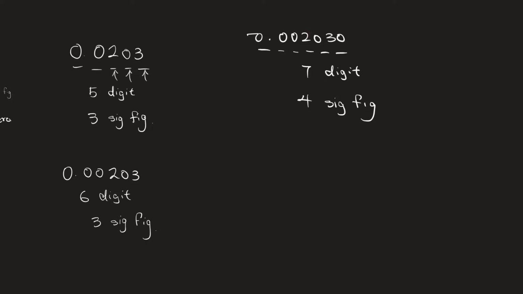Okay, 4 significant figures. Okay, last one will be look like this. If we have 1.020, here 4 digits, and this is also 4 significant figures.